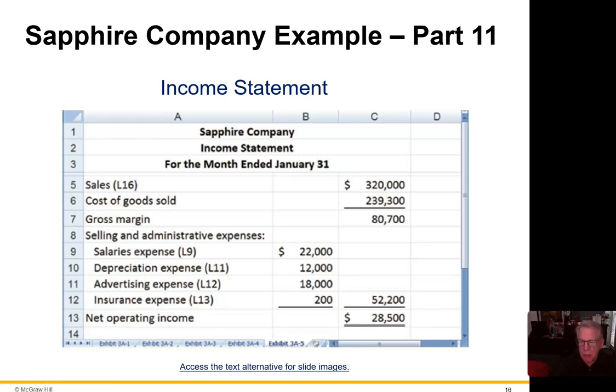There might be some non-operating income or expenses, which will get us to profit before tax. And then from profit before tax, we would subtract out our taxes to get to profit after tax, which would be net income.